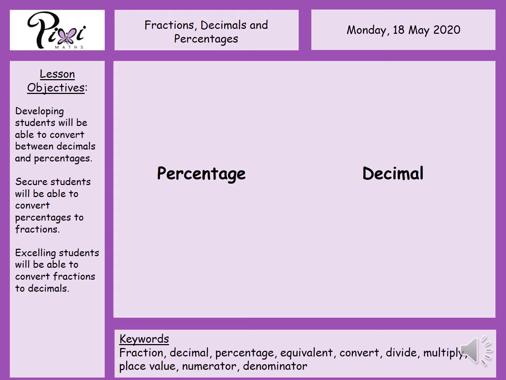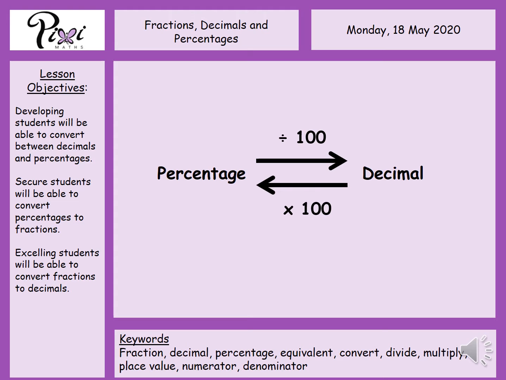So we were looking at converting between percentages and decimals last lesson. So there's a quick rule that we remembered. Going from percentage to decimal, we divide by 100. Going from decimal to percentage, we times by 100. So it's the opposite, depending on which way around you're going.